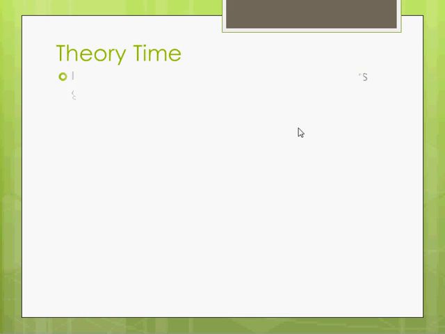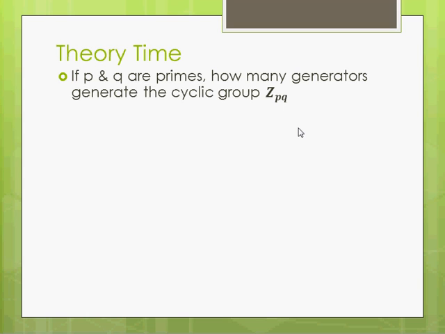Okay, here's a theory question, a fun little question. P and Q are primes. How many generators generate the cyclic group Z_PQ? It's kind of a cool question. And so Z_PQ, so basically we're trying to find all the numbers relatively prime to PQ.